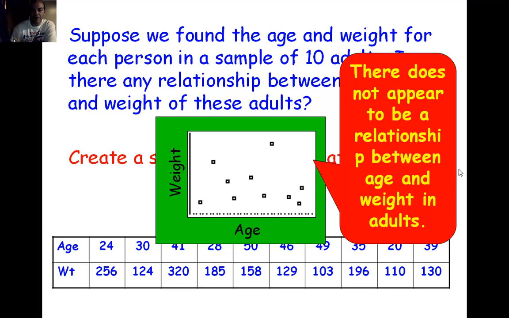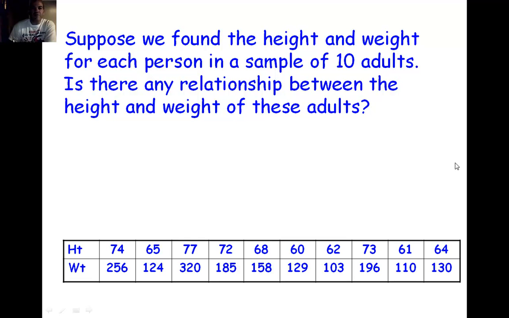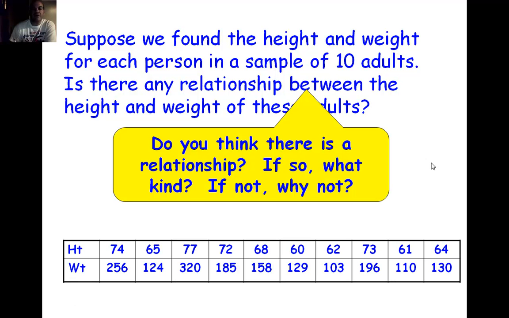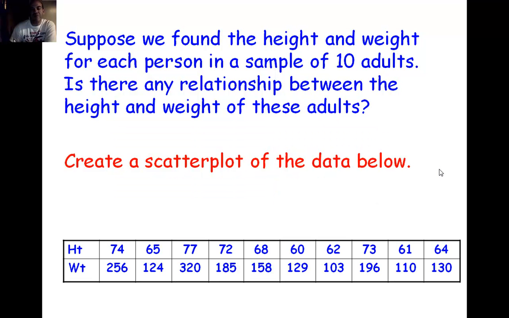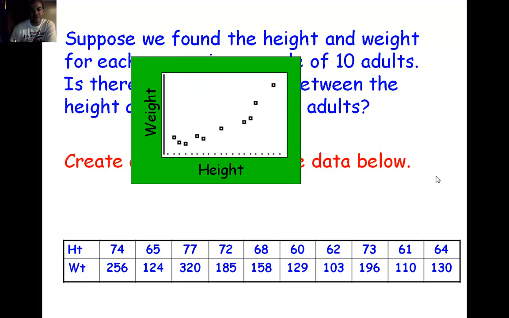So suppose we found the height and weight now for each person in a sample of 10 adults. Is there any relationship between the height and weight of these adults? And if you do think there is, why? And if not, why not? And again, we'd want to plot a scatter plot to visualize if any relationship does exist.